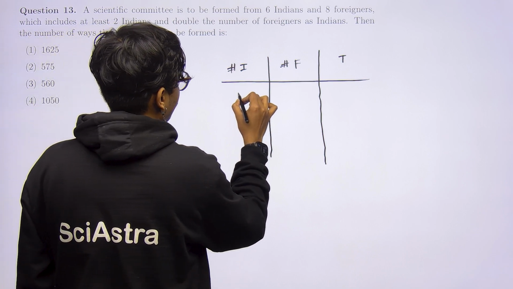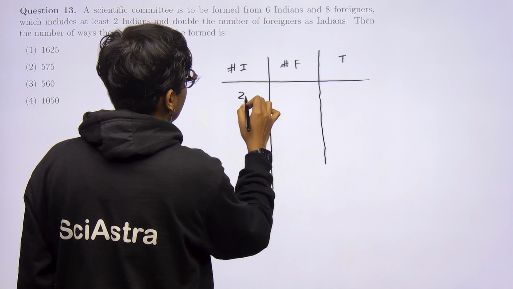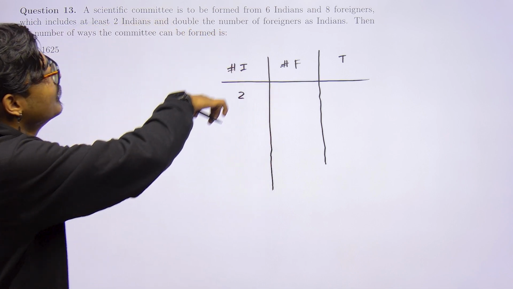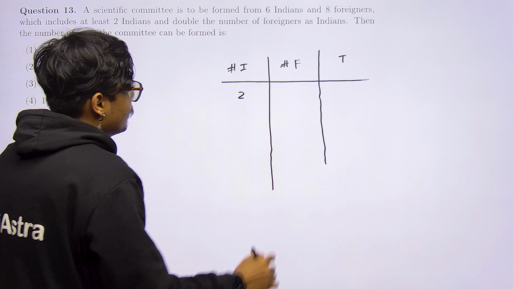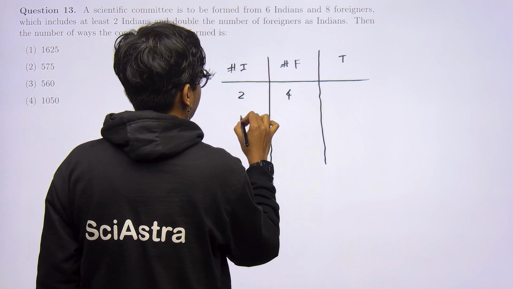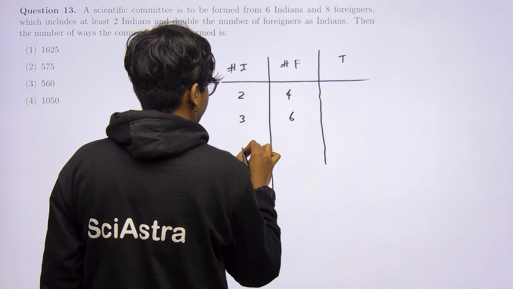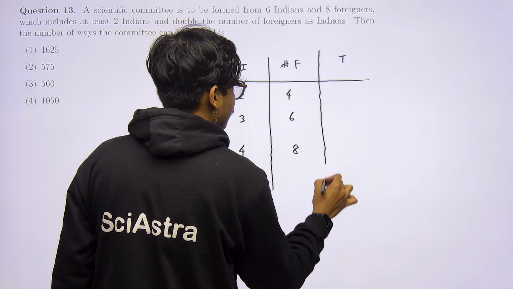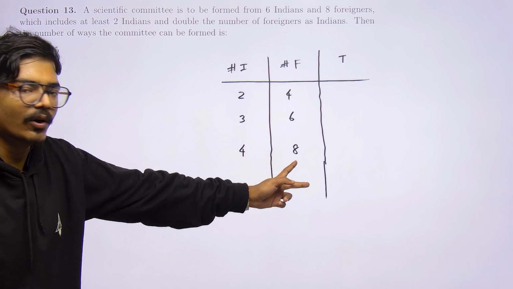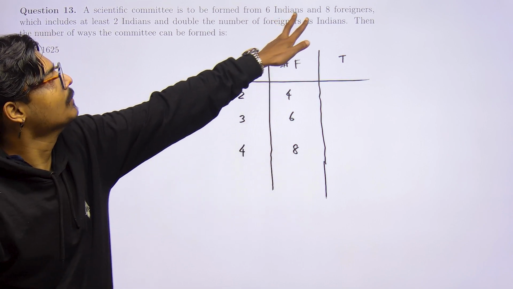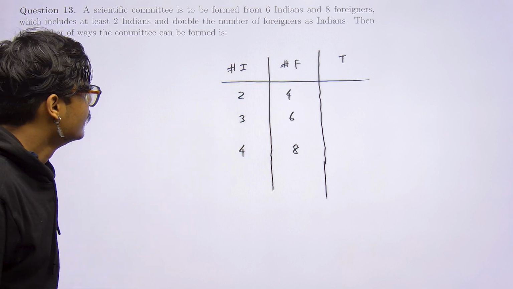So you can have 2 Indians. If you have 2 Indians, you should have double the number of foreigners as the number of Indians, right? So the number of foreigners is going to be 4. If you take it to be 3, it's going to be 6. If you take it to be 4, it's going to be 8, right? And these are the only 3 cases, right? Because if you take 5 Indians, you would need 10 foreigners, which is not an option, right? Because the total number of foreigners given to you is 8. So these are the 3 cases.